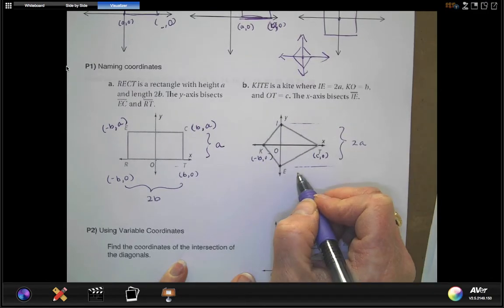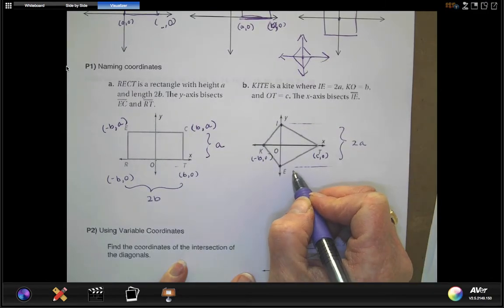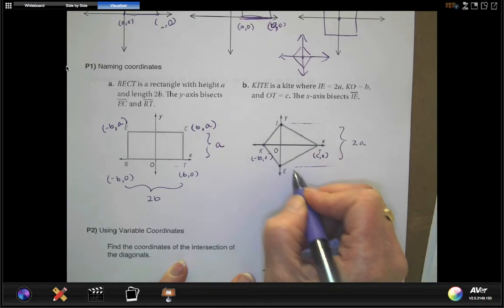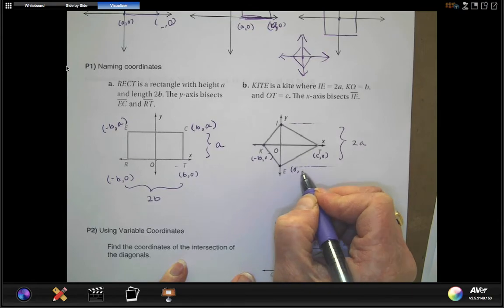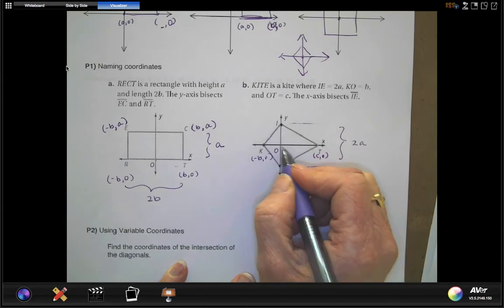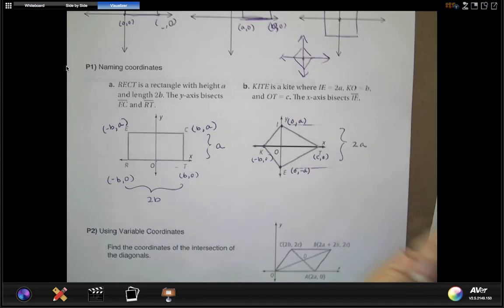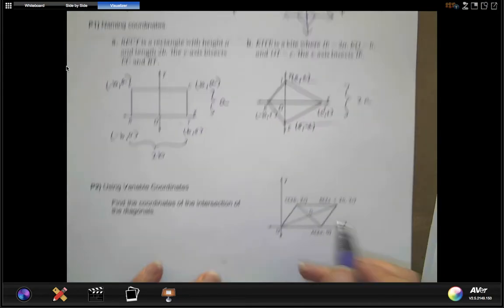This right here, so this distance is 2A. I know right here, the way that this kite's put, that this x is 0. So if this is A, I'll just make this one negative A. And this one up here would be (0, A), positive A. Okay, so they're kind of giving me some hints here.